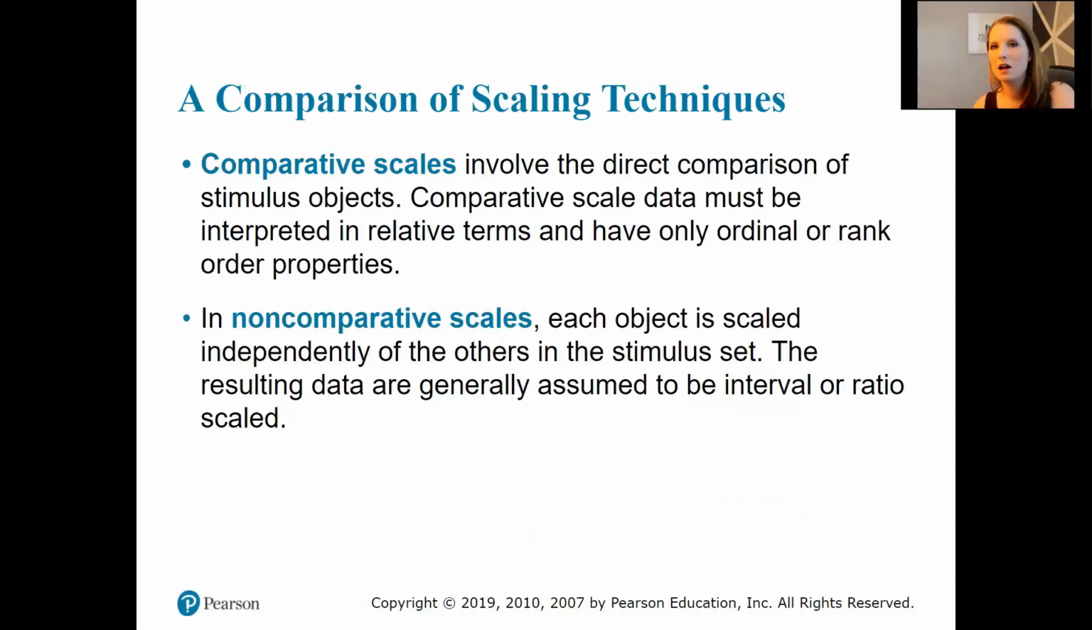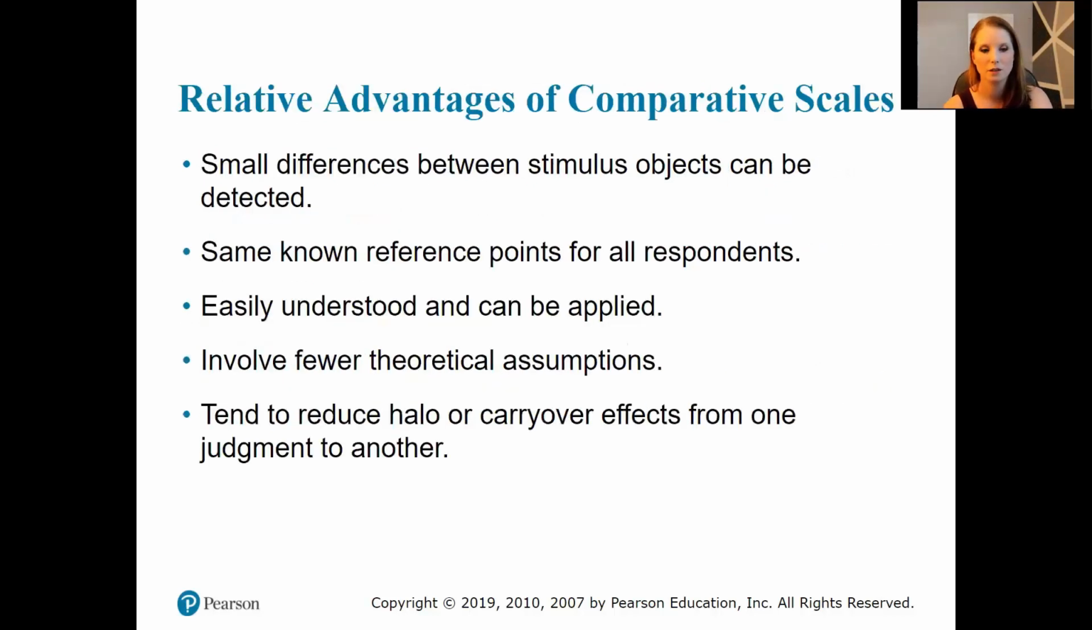Comparative scales allow us to make direct comparison of our stimulus objects. These data have to be interpreted in relative terms and have only ordinal or rank order properties. In non-comparative scales, each object is scaled independently of everything else in the set, so the resulting data are usually interval or ratio scaled. And we'll see some examples, and this will make much more sense as you see those examples.